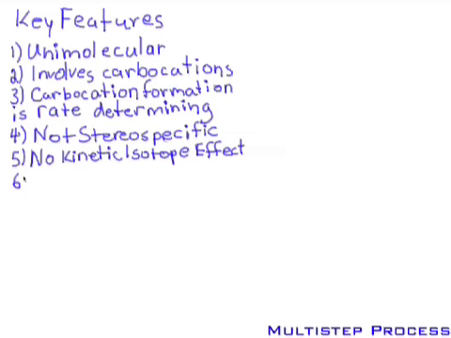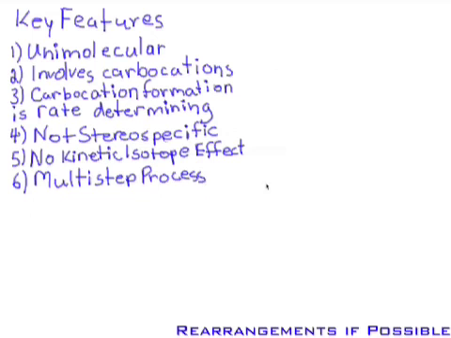Number 6 is quite obvious. It's a multi-step process. The mechanism involves many steps. And this is very similar to what we observed in the SN1. Let's try 7. Rearrangements, if possible. There are rearrangements that occur, if possible.